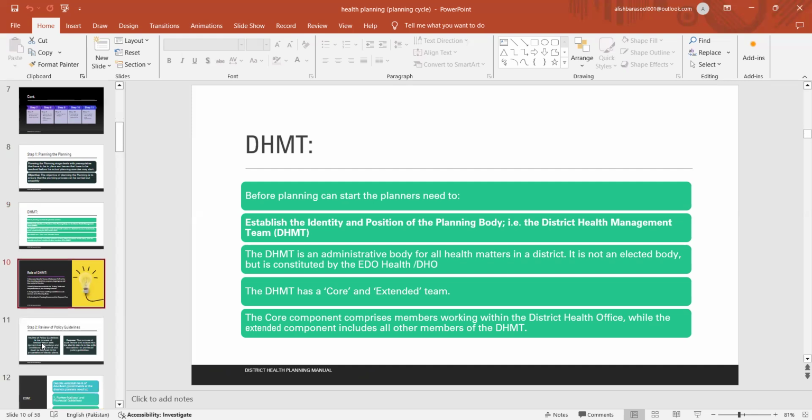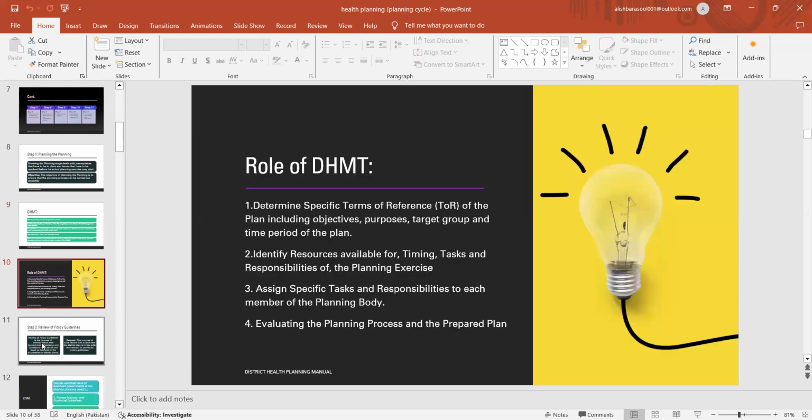Role of the district health management team: determine specific terms of reference of the plan, including objectives, purposes, target group, and time period of the plan. Identify resources available for timing, tasks, and responsibilities of the planning exercises. Assign specific tasks and responsibilities to each member of the planning body. Evaluating the planning process and the prepared plan.